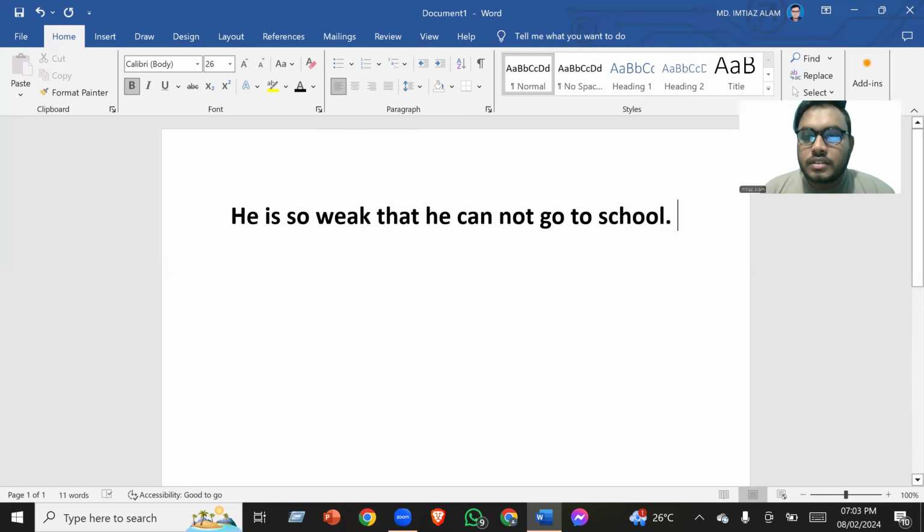So you can see the sentence is, he is so weak that he cannot work. So this is a complex sentence. Now, how are you going to answer this when the question will be complex to simple? How are you going to make this simple? First of all, you have to write he.